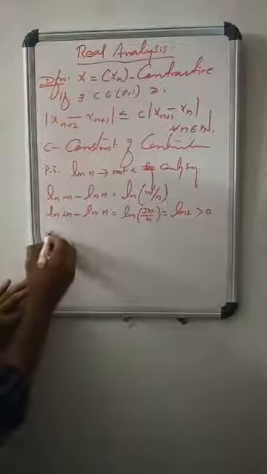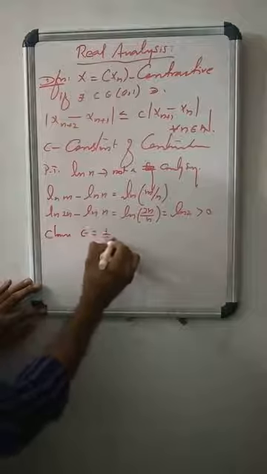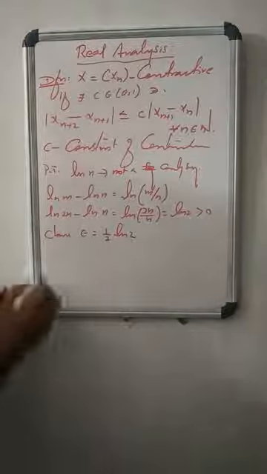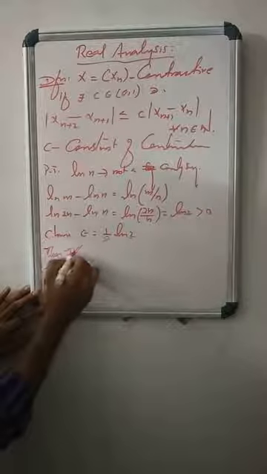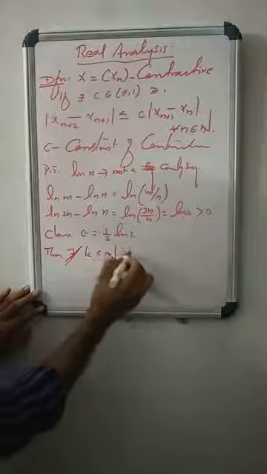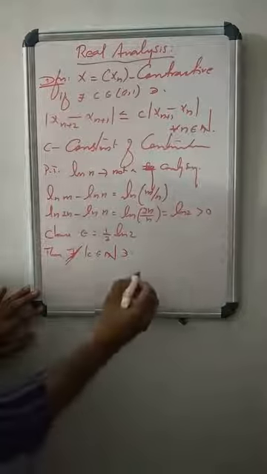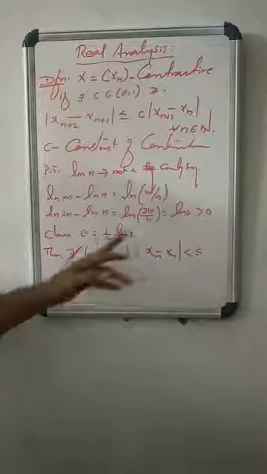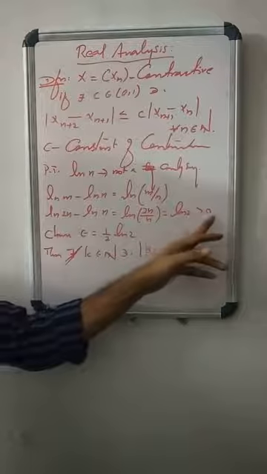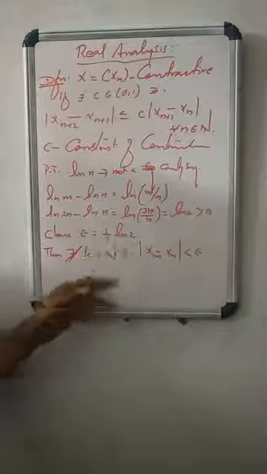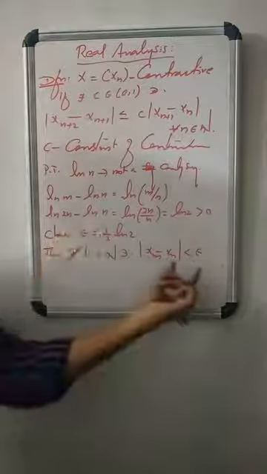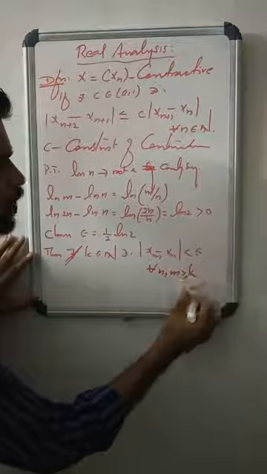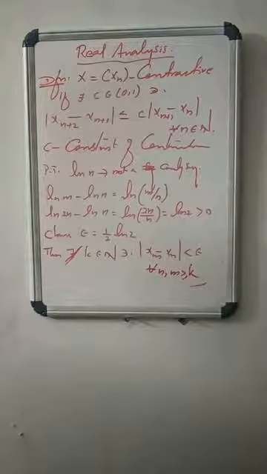Now, choose epsilon equals 1 by 2 into log 2. Log 2 is positive, so choose epsilon as 1 by 2 log 2. Then there does not exist k in N such that modulus of xn minus xm is strictly less than epsilon, since log 2n minus log n is log 2. So there does not exist such a k with modulus of xn minus xm less than epsilon for all n, m greater than or equal to k. Therefore, log n is not a Cauchy sequence.